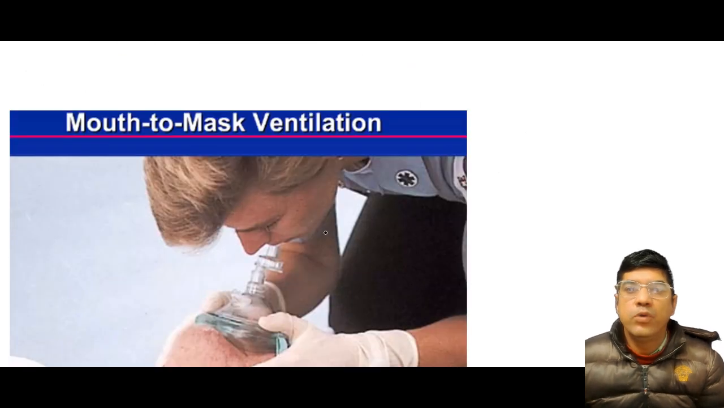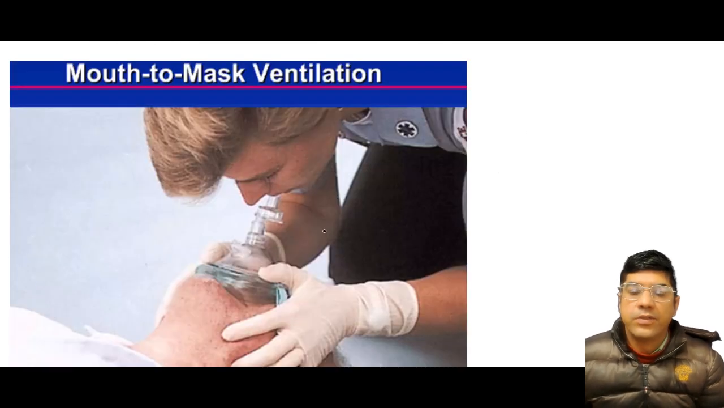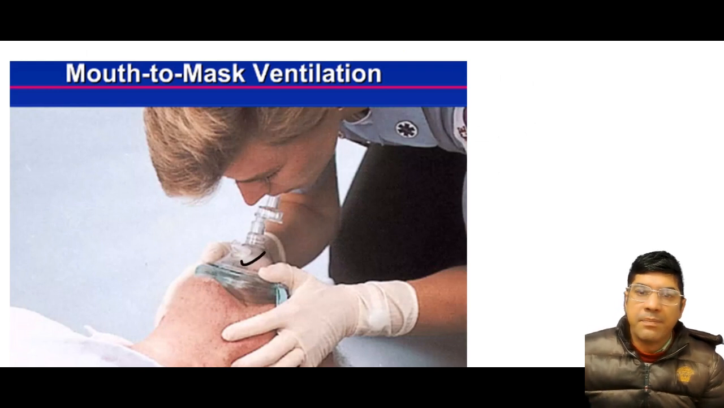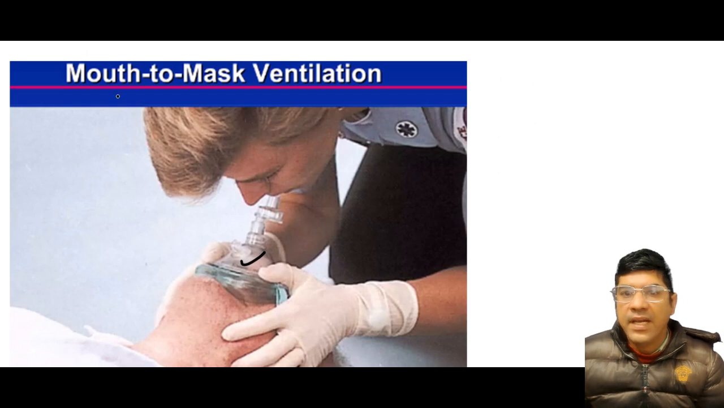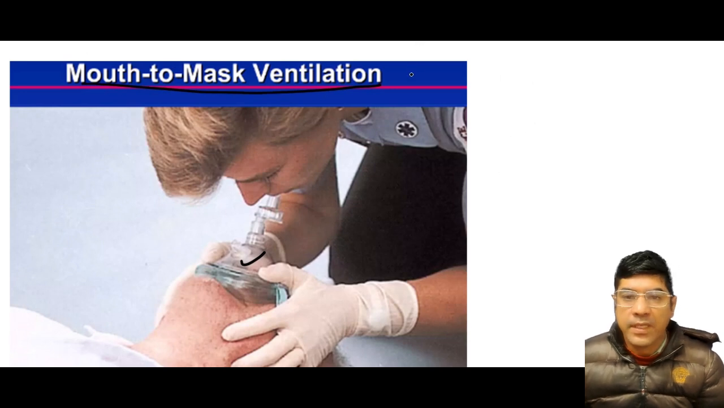We can use mouth to mask ventilation. This technique involves using a pocket mask or face mask to provide artificial ventilation. You have to seal the mask over the patient's mouth and nose, and the rescuer breathes into that mask. It will help to deliver oxygen and assist with breathing in individuals who need emergency respiratory support.